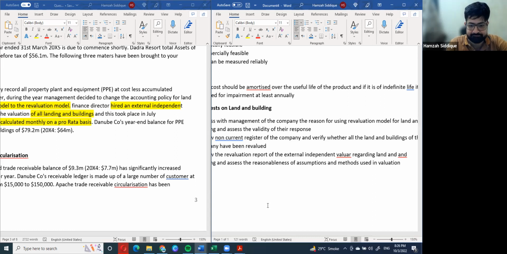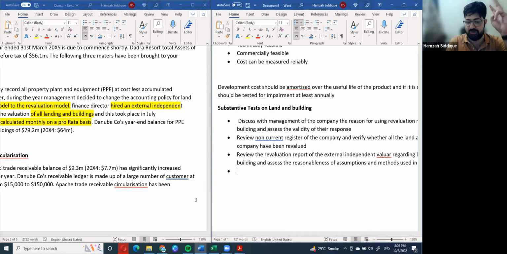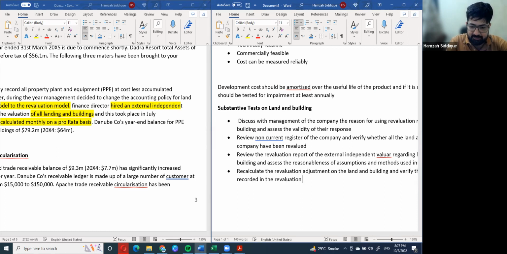Now, next point. Three procedures done. Fourth, recalculate the revaluation adjustment on the land and building and verify the same has been recorded in the revaluation surplus account. Revaluation surplus account. Verify.